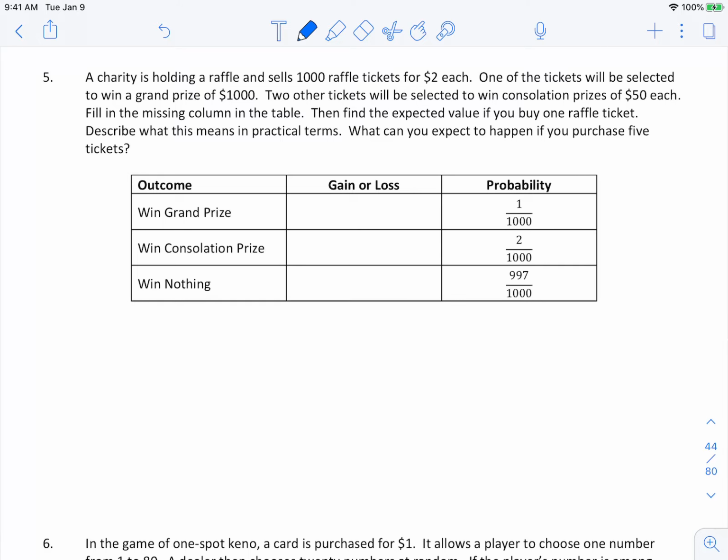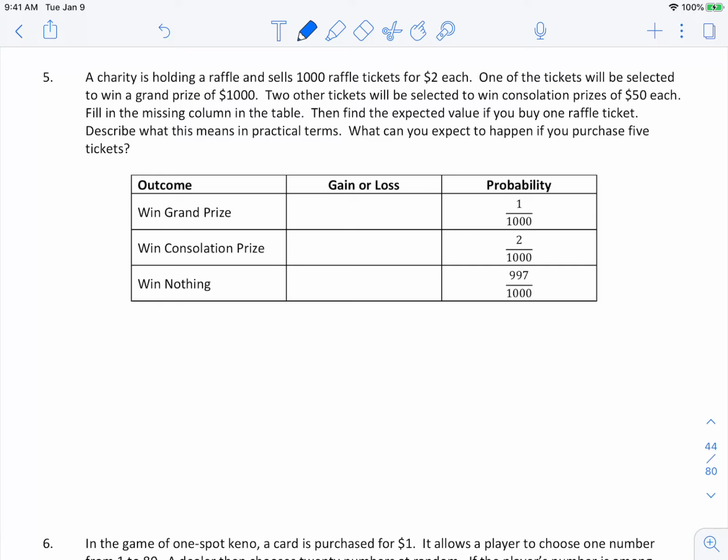A charity is holding a raffle and sells 1,000 raffle tickets for $2 each. One of the tickets will be selected to win a grand prize of $1,000. 2 other tickets will be selected to win consolation prizes of $50 each. Fill in the missing column in the table, then find the expected value if you buy 1 raffle ticket. Then we have to describe what this means in practical terms. What can you expect to happen if you purchase 5 tickets?